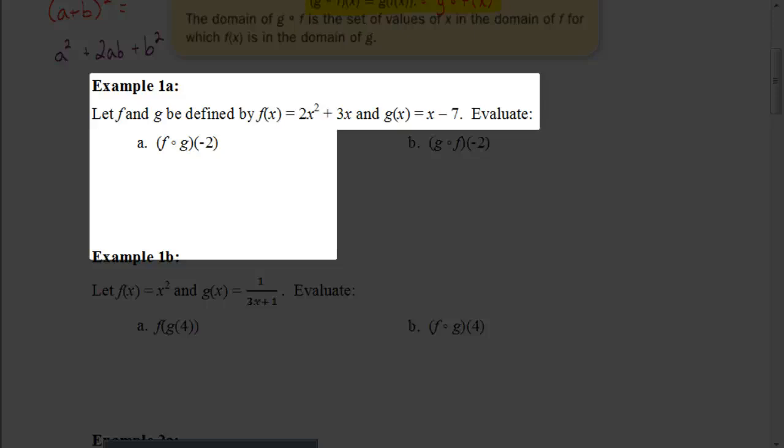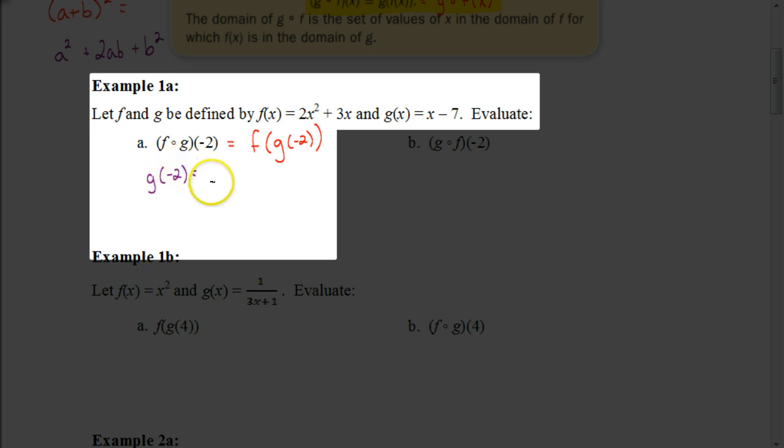So it says we evaluate f following g of negative 2. Remember, another way that we could write this is using parentheses. The reason why I like this better is it tells us more specifically what's happening. This means that I'm going to put negative 2 inside of function g. Then I'm going to take that answer and put that answer inside of function f. So again, let's start out with function g.